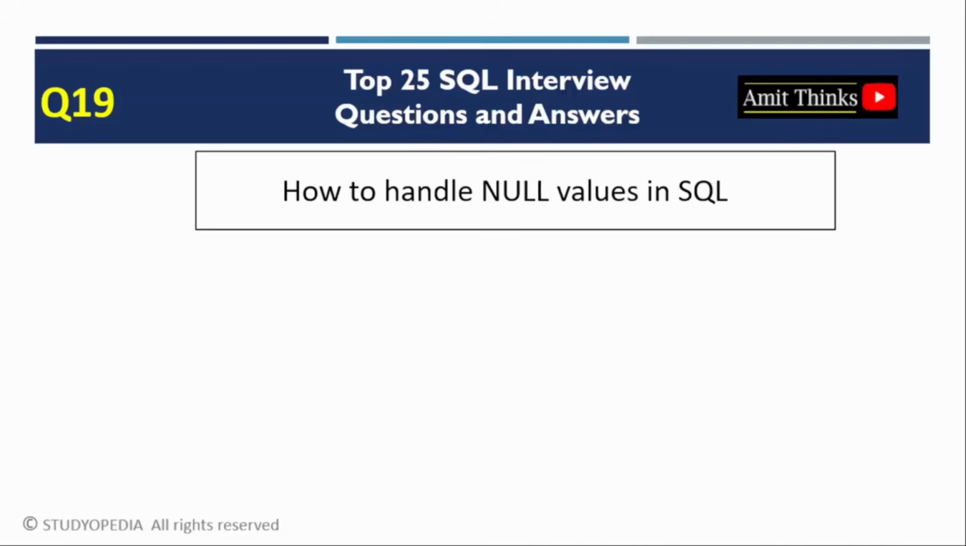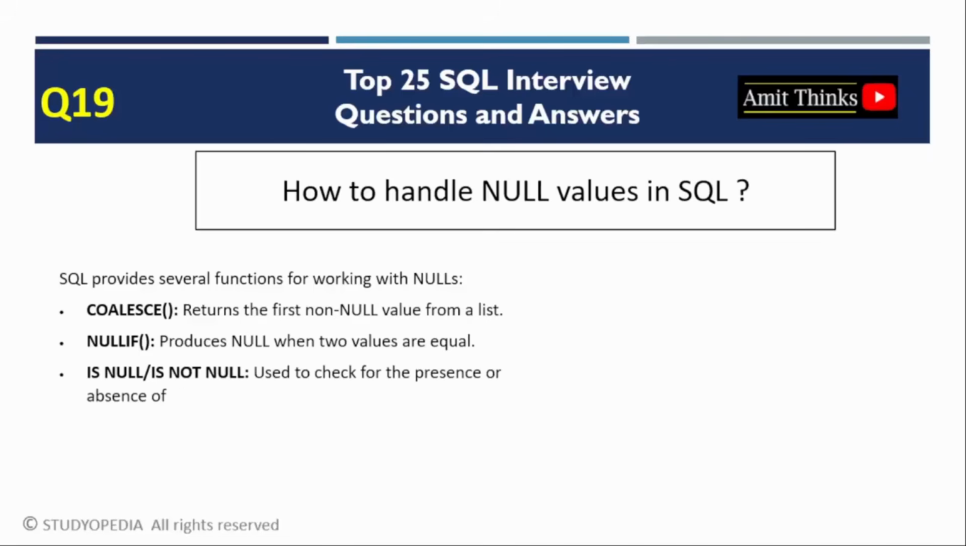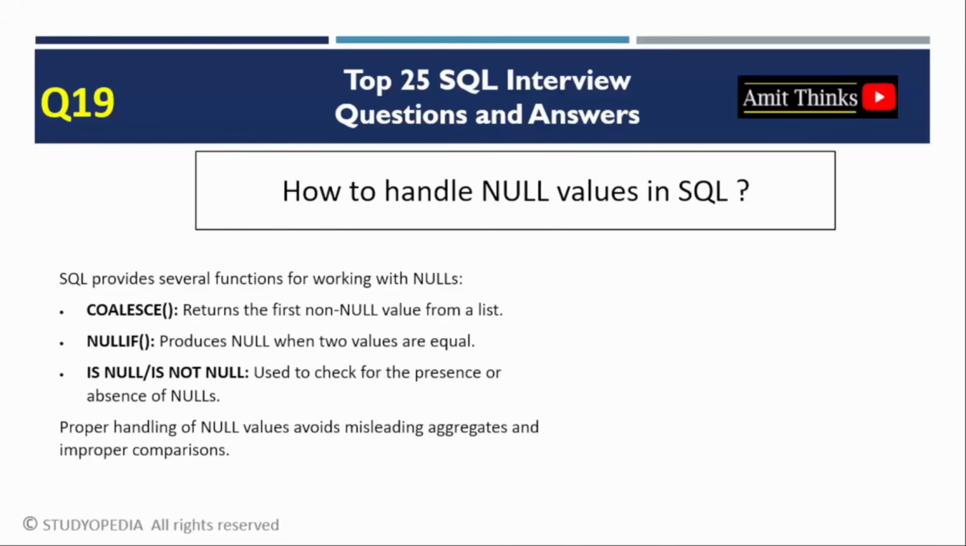How to handle null values? Use functions to manage nulls. Some of them include the following. Coalesce returns the first non-null value. Nullif returns null if two values are equal. Is null or is not null check for nulls. Nulls represent missing data and require careful handling in aggregates and comparisons.